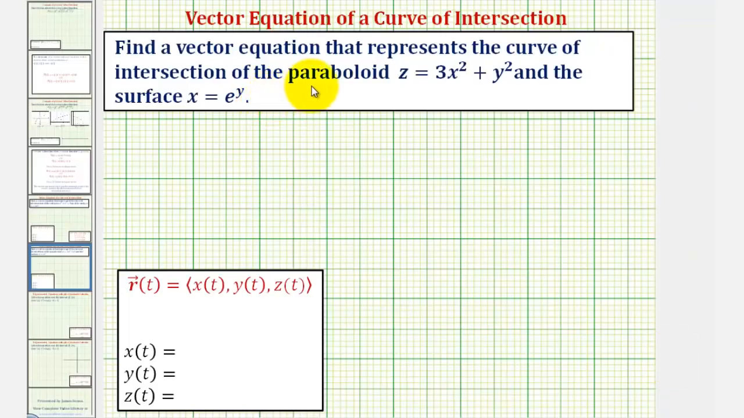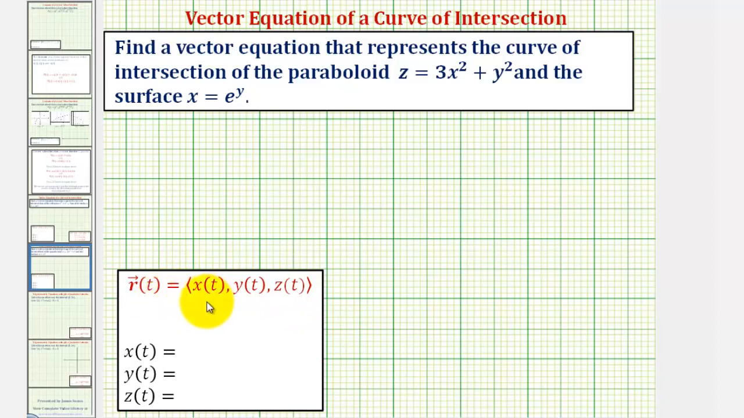We want to find a vector equation or vector valued function that represents the curve of intersection of the paraboloid z equals 3x squared plus y squared and the surface x equals e raised to the power of y. Our vector equation or vector valued function will be in this form here, where x of t, y of t, and z of t will be the x, y, and z components of the vector valued function.